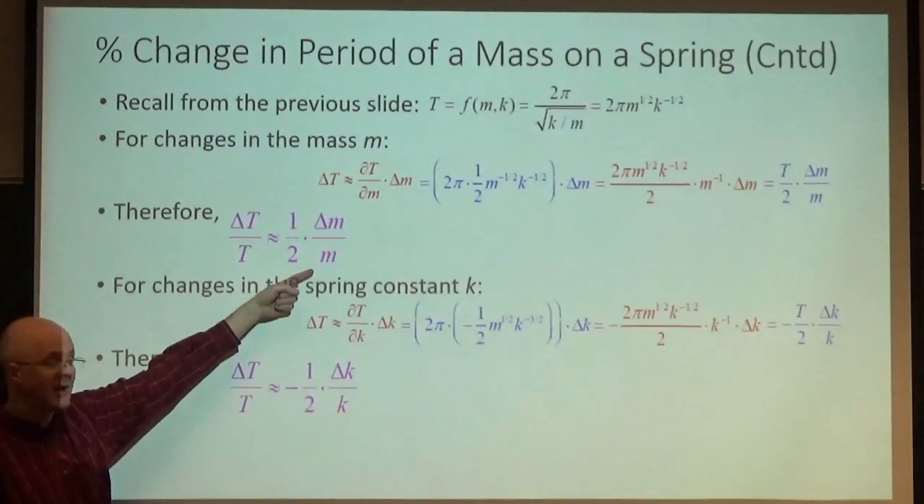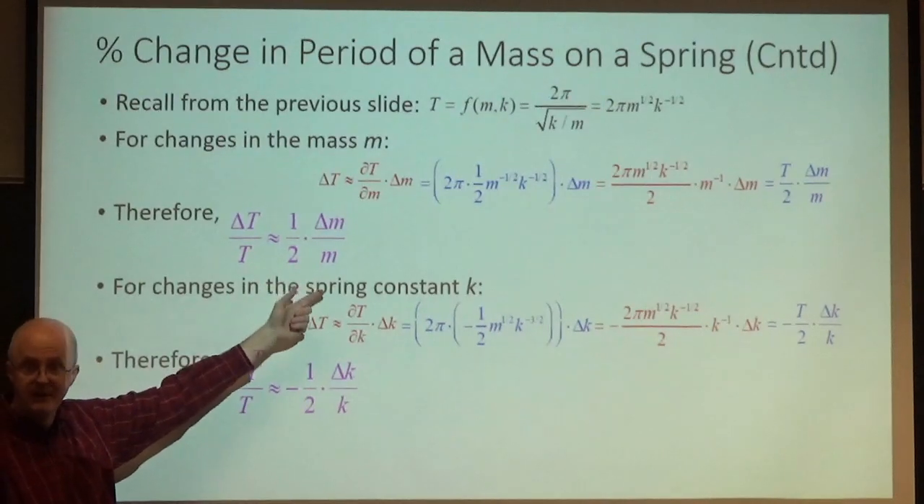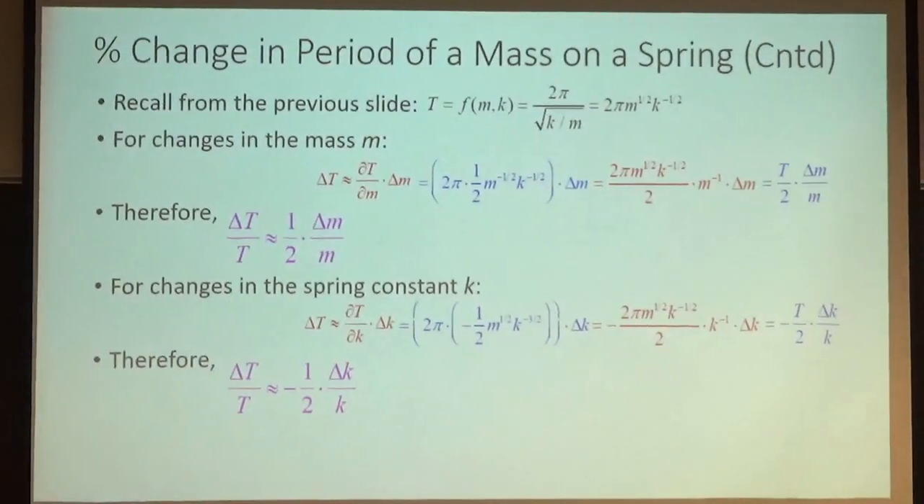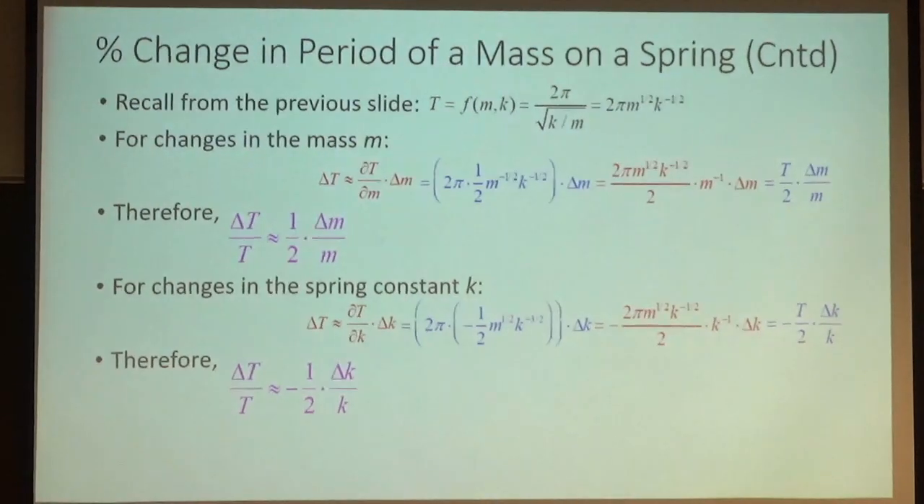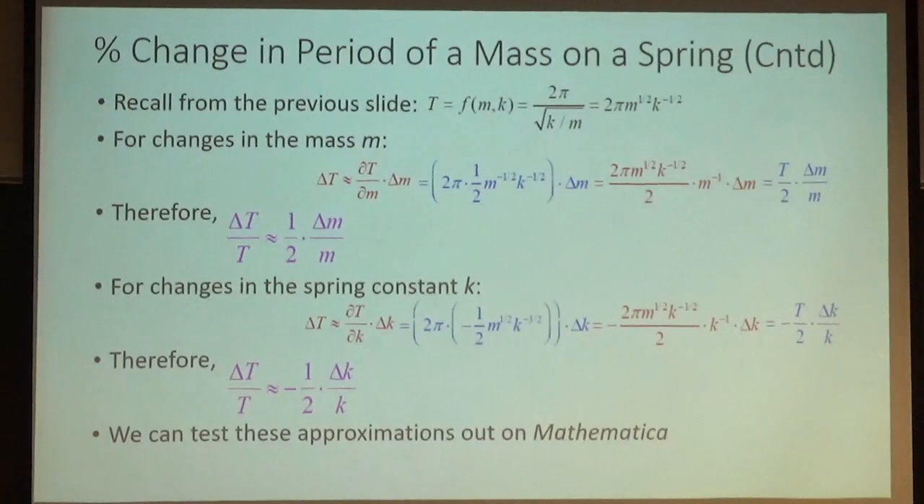If the mass changes by 4%, if it increases by 4%, the period is going to increase by half of that, about 2%. These are pretty profound approximations that you wouldn't necessarily expect unless you actually do the math. Let's test these approximations now out of Mathematica.